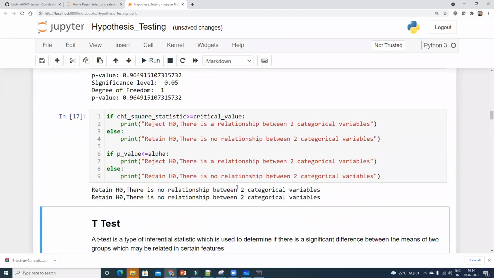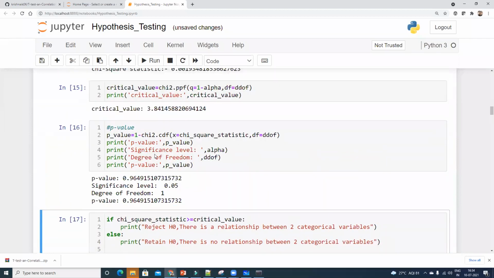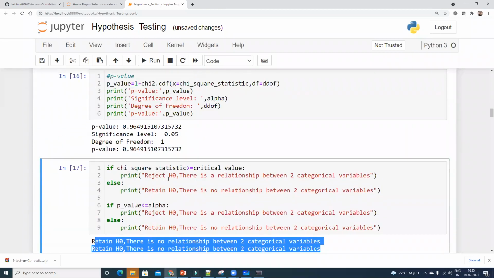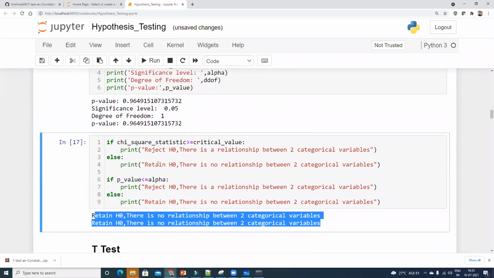If I execute this, I'm getting the same output. See, with the help of the chi-squared statistic also we'll get the output. With the help of the p-value also we'll get the output. Done? Very simple, right?